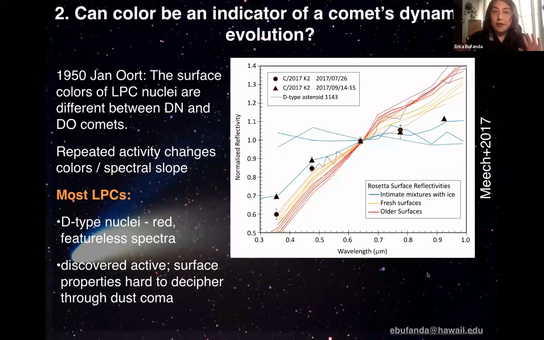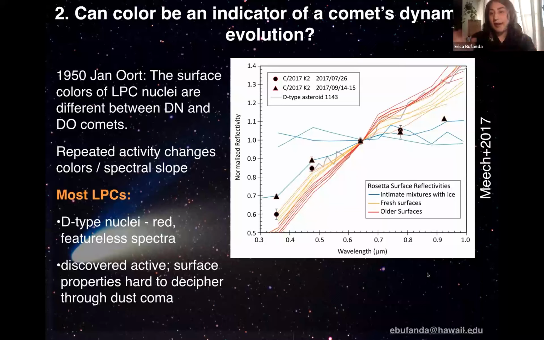The motivation behind the first question is posed by Jan Oort himself in the 1950s when he hypothesized that there should be differences between the surface properties of dynamically new and dynamically old comets. Now, historically, this has been difficult to investigate because when we discover LPCs, they're already active. They already have a dust tail, and this obscures the surface colors that we measure. And so it's very difficult to disentangle that dust tail from the actual surface materials.